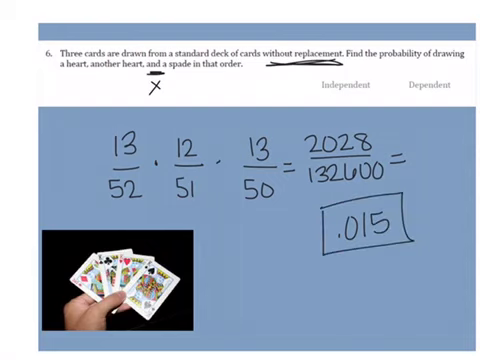So now let's determine if this is independent or dependent. Looking at those denominators, they are changing, and I see this word without replacement, so that's going to tell me that these are dependent on each other.